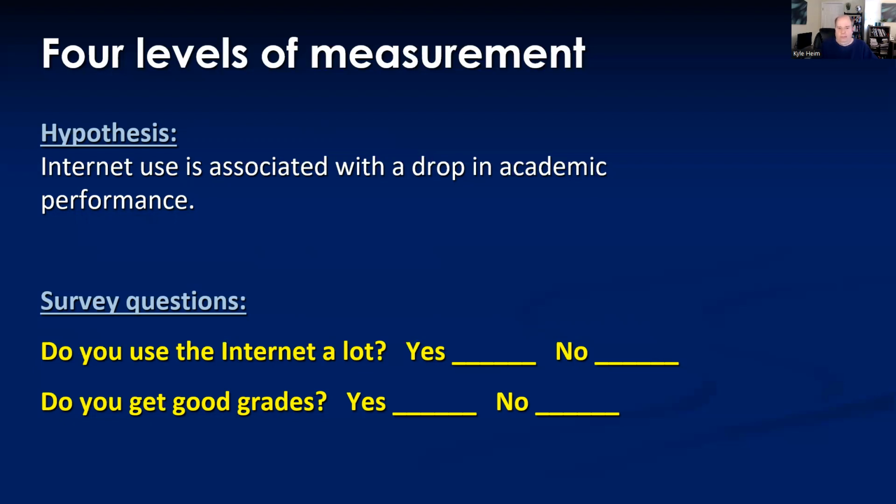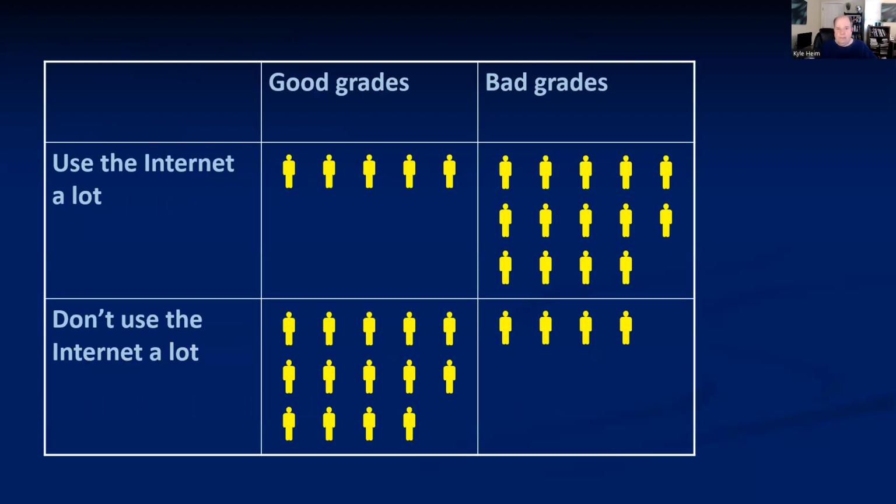What level of measurement would that be? Look at what you're doing. You're taking people, you're putting them into either yes categories or no categories. So that's categorizing. That's nominal measurement. That's the weakest form of measurement. And when it came time for you to analyze your results, this is about all you could do. You would end up with 4 categories based on whether they use the internet a lot or not, and whether they have good grades or bad grades. All you'd be able to do is say how many people fell into each of those 4 categories. Not terribly precise or terribly meaningful.